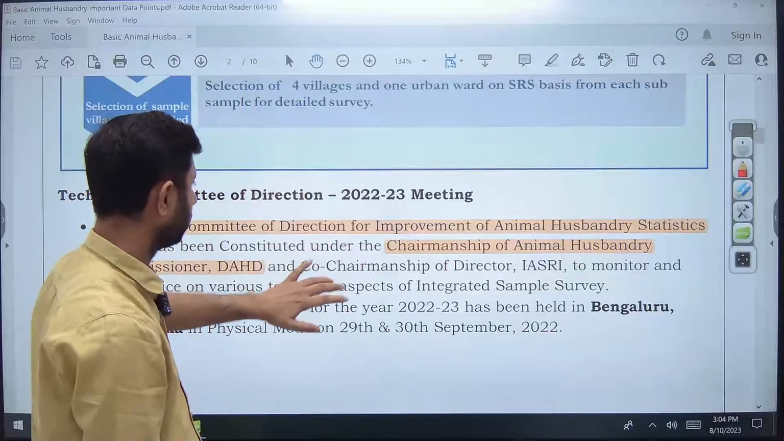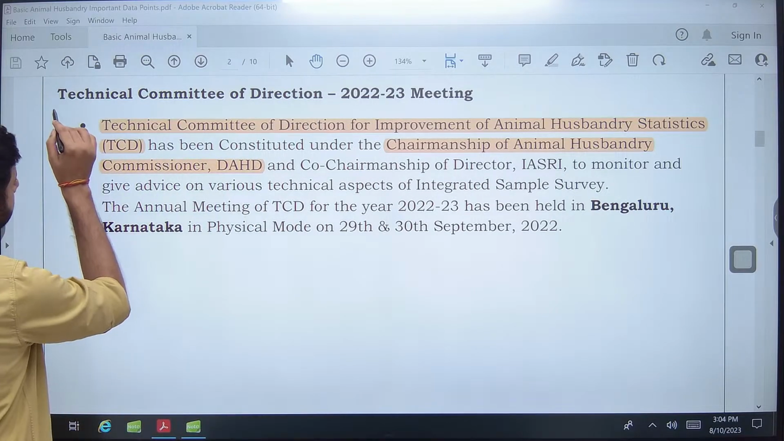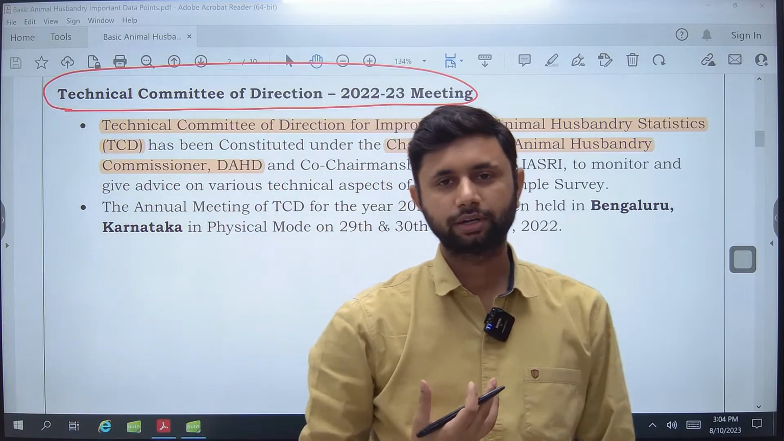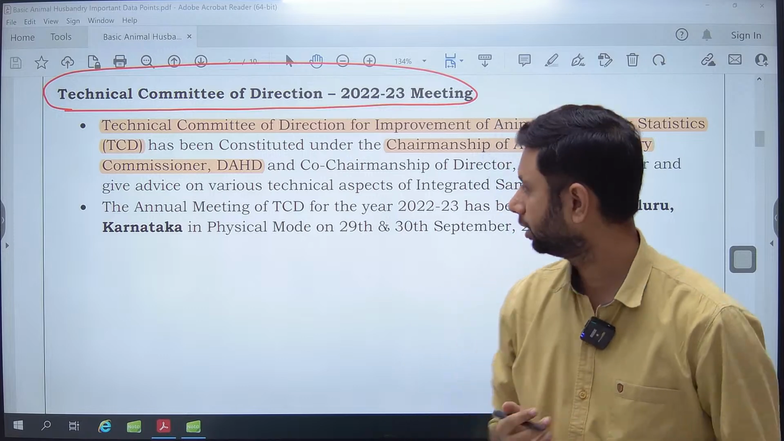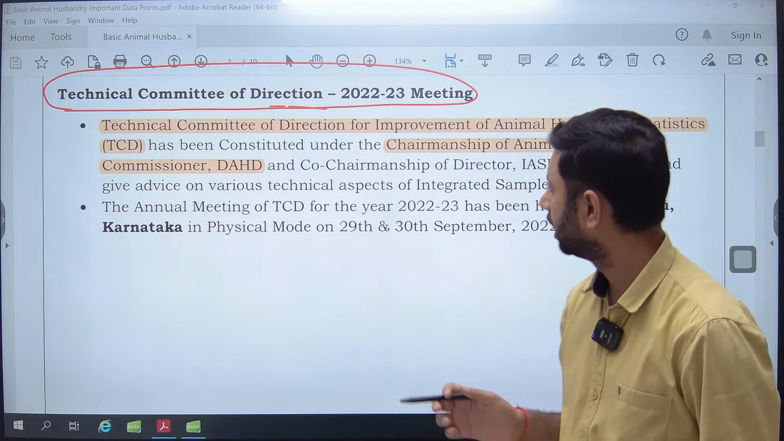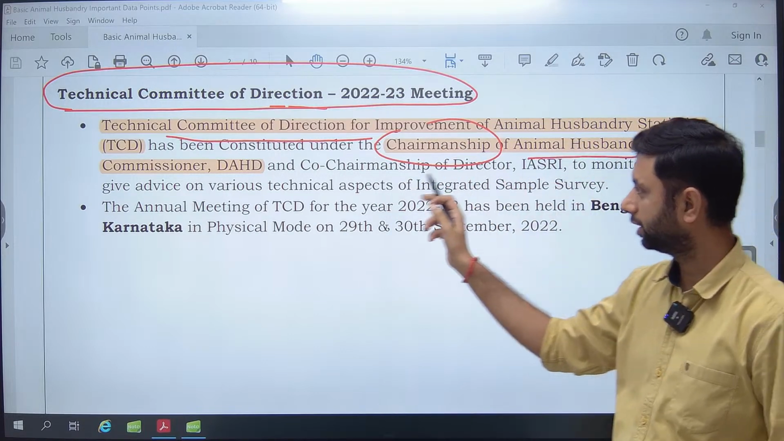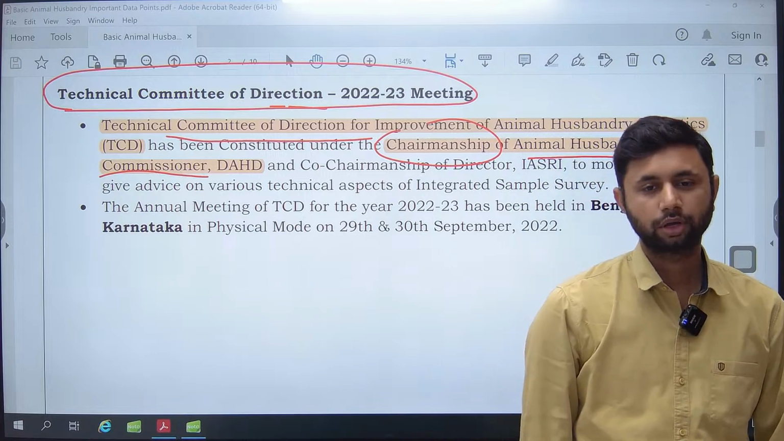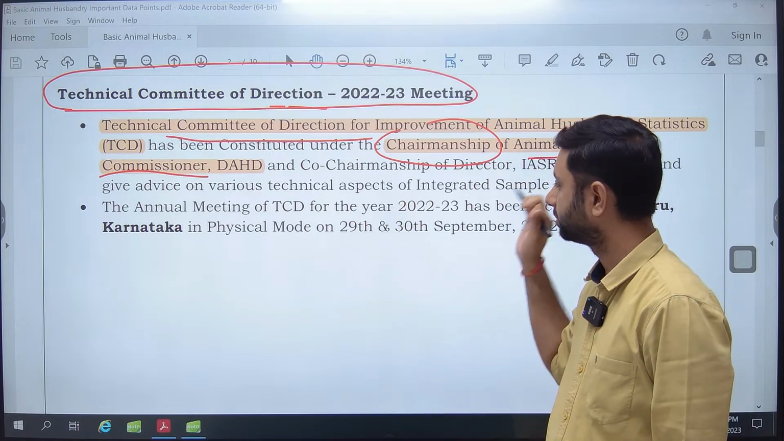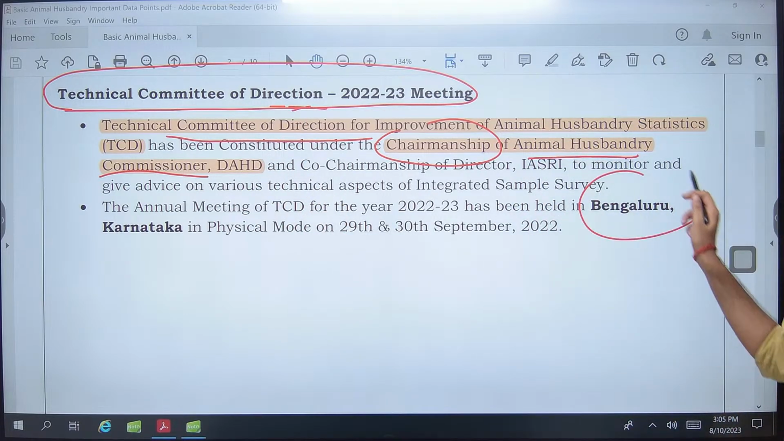So let's start with our first commodity, and before starting, let's first discuss the technical committee of direction. This committee is like a board of directors for the statisticians. Under the leadership of this committee, these statistics have been published, and the chairperson of this technical committee of direction is the Animal Husbandry Commissioner. So now you know the department, and you know the technical committee of direction was headed by the Animal Husbandry Commissioner, and the latest meeting of this committee happened in Bengaluru.